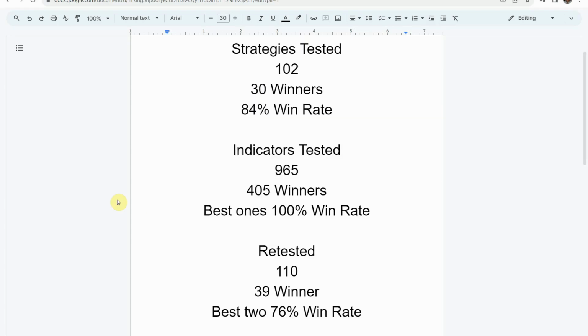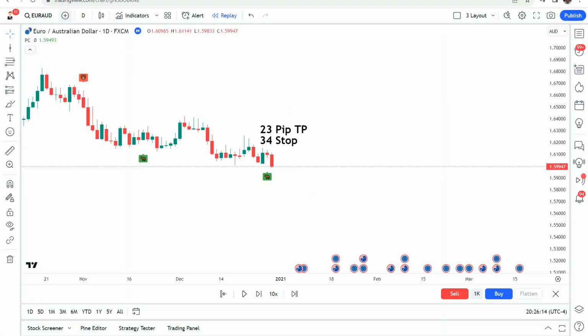We've also tested a total of 965 indicators, with 405 of them being winners. The best ones so far were able to achieve a 100% win rate. Now you need to go back and watch those videos to understand the context of how they were able to achieve that. So go back and watch those videos and see what you can get out of those winning indicators. We've also retested in the advanced testing 110 of the winning indicators. 39 of them have been able to maintain the winning status, the best two a 76% win rate. Now keep in mind that we test most of these indicators and strategies on the Forex and crypto market, but they can be applied to just about any market and time frame universally.